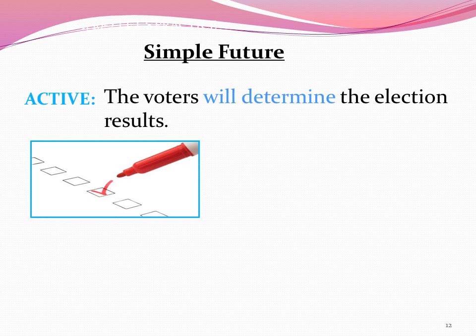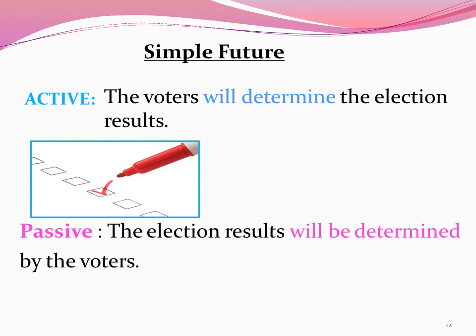Now, if we have the simple future tense, the voters will determine the election results. Let's try to see the difference. Here, will determine. What will they determine? The election results. So it is a transitive verb that needs an object. It can be changed into passive form.